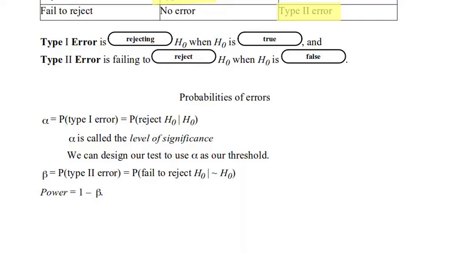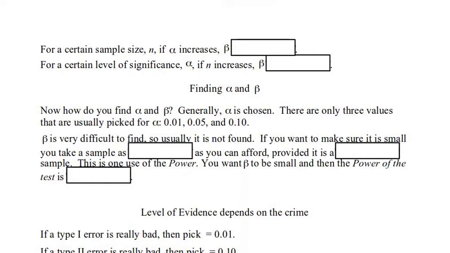So just a quick reminder of the way we write probabilities. If I write H sub 0, I'm saying that it's true. Notice that later on, when we're talking about the probability of a type 2 error, we'll put a tilde in front of the H sub 0 to say that the null hypothesis is false. So in this first case, alpha, just to summarize, is the probability of a type 1 error. That is the probability that we reject the null hypothesis given that it's true. Alpha is called the level of significance, and we design our test to use alpha as that threshold to decide when we either reject or fail to reject the null hypothesis.